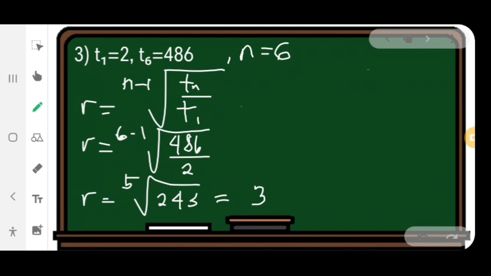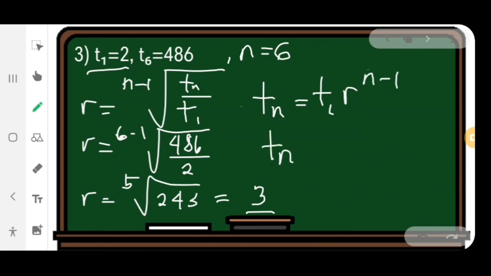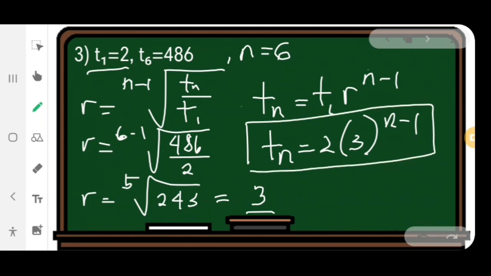Now, let us substitute the values. We have t sub 1, which is 2, and the common ratio, which is 3. So we have t sub n is equal to t sub 1 times r raised to n minus 1. We have t sub n is equal to 2 times 3 raised to n minus 1. Now, this is our general term.